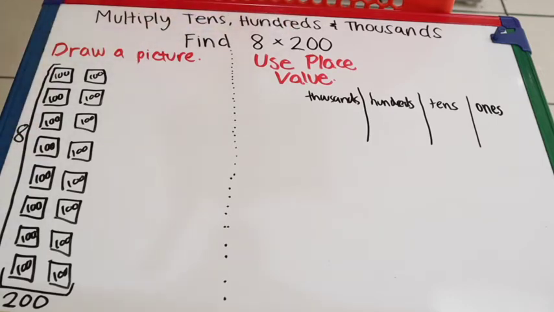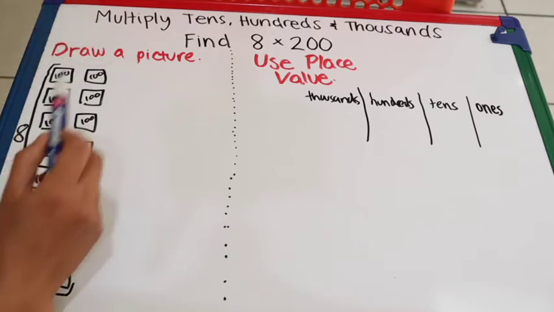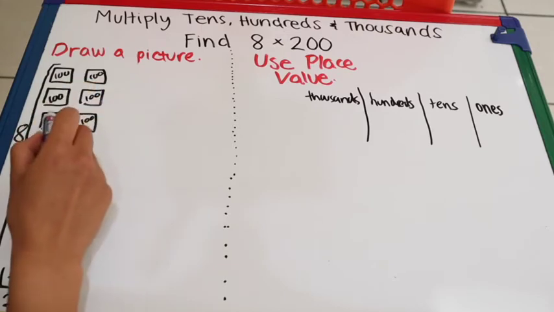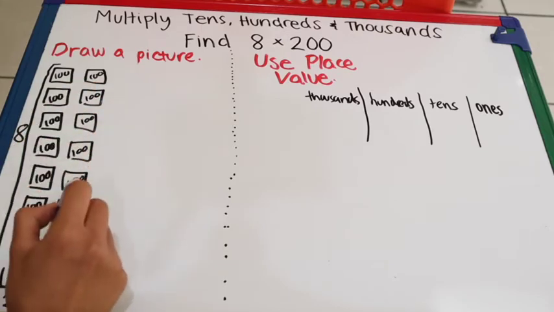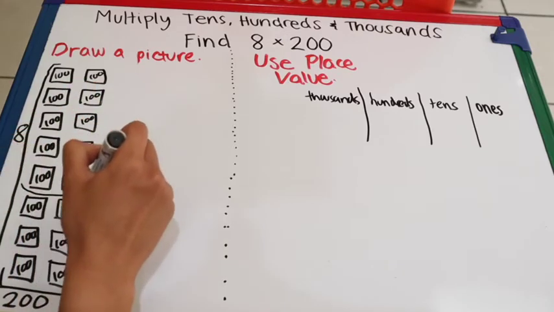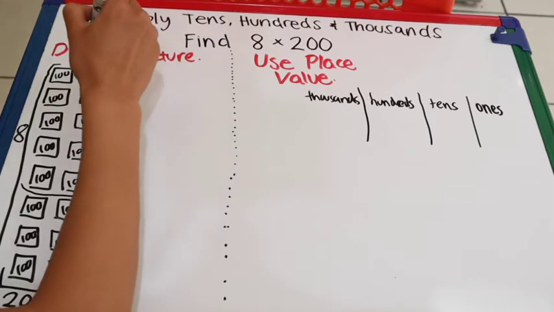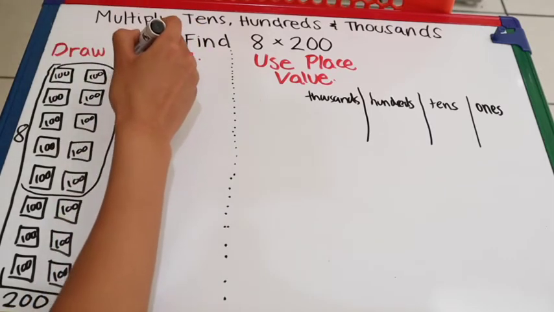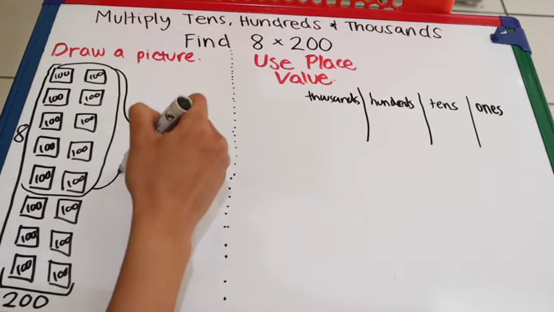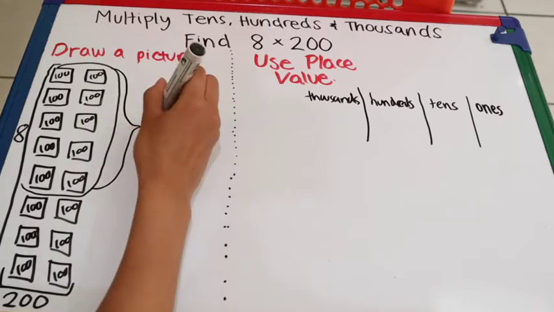Well, if you remember place value, 10 groups of 100 equals 1,000. So let's go ahead and see if we can make 10 groups. 1, 2, 3, 4, 5, 6, 7, 8, 9, 10. Awesome. Now I can circle this group, and this equals 1,000.